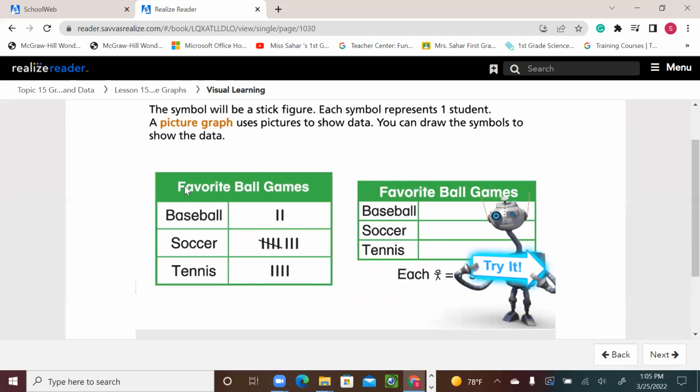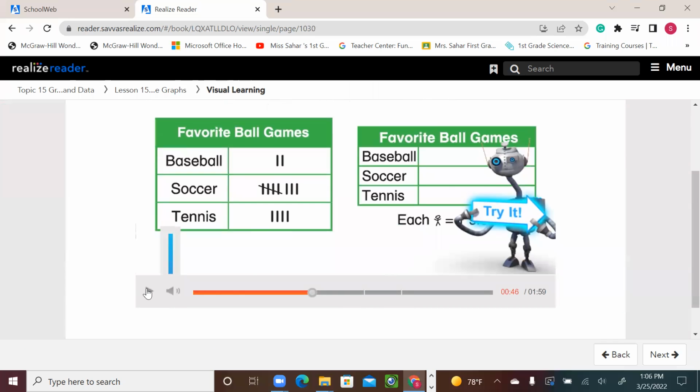So this is the data we have. This is the information. So this is the title, favorite ball games, and these are the 3 games that we have: baseball, soccer, and tennis. We see baseball, we have 2 students chose baseball. For soccer, we have 5, 6, 7, 8, and for tennis, we have 4. Over here, instead of drawing the picture, we're going to represent each student with a symbol, which is the stick figure. All right, so we're going to put 2 for baseball, 8 for soccer, and 4 stick figures for tennis.